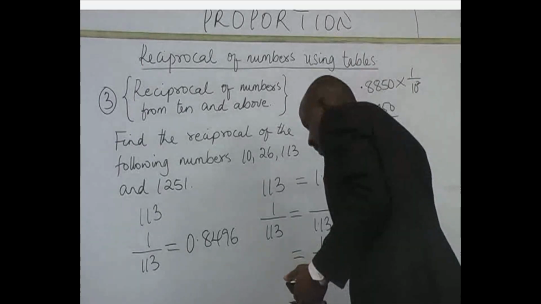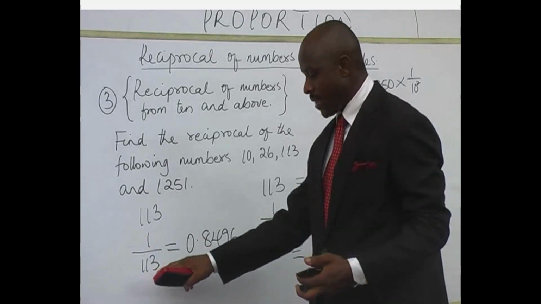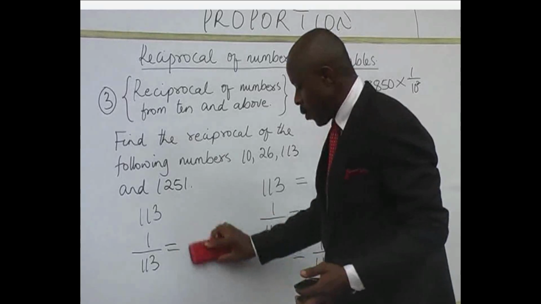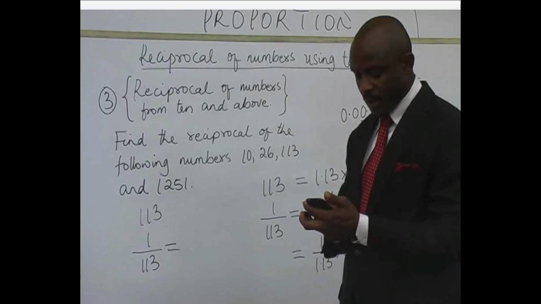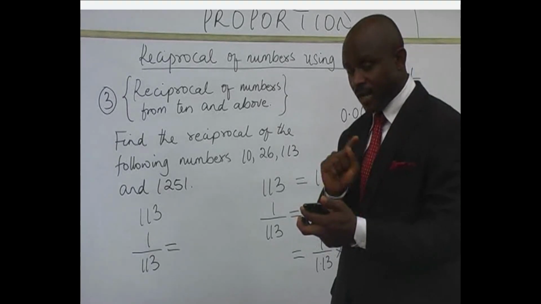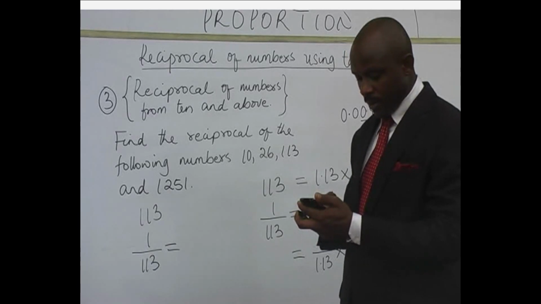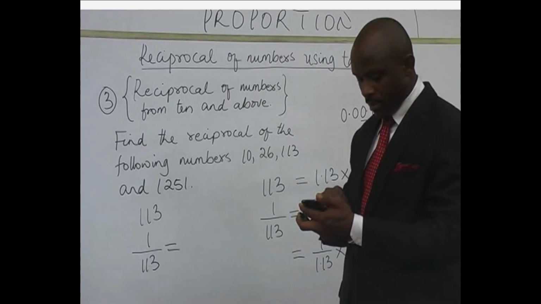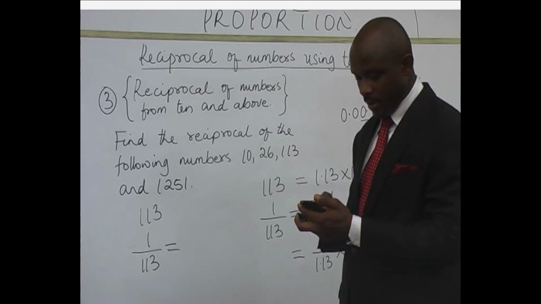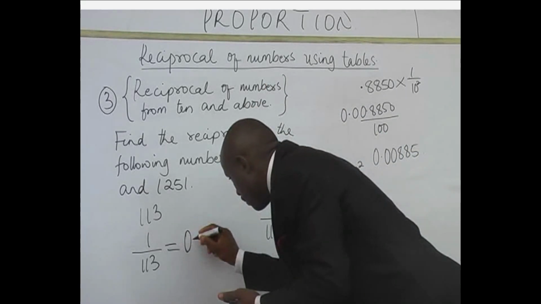There was a mistake when I used the calculator to divide 1 by 113. I did not know that the calculator was on a different function, not on a normal function. If you divide, use a calculator now, divide 1 by 113. One divided by 113 is giving us 0.00885.